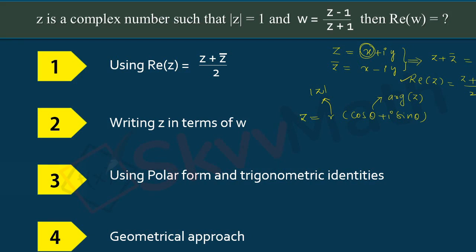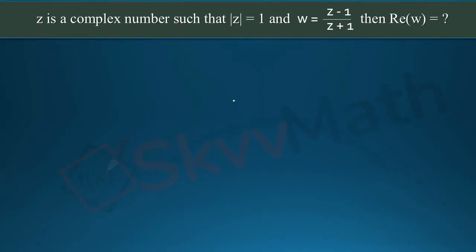And these are the important methods we are going to discuss here, because we have 4 methods and in these 4 methods we are going to use 4 different concepts, so you can understand these 4 different concepts in a single problem. Now the first method, as I told, is that I am going to use the real part of Z is equal to (Z plus Z bar) by 2. But here we have to find out the real part of W.